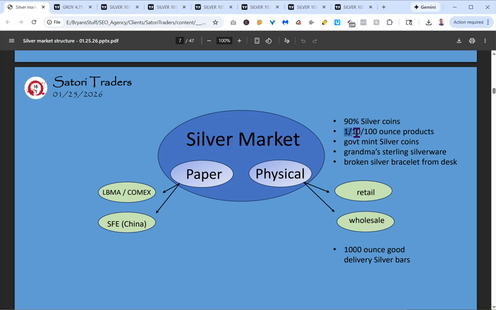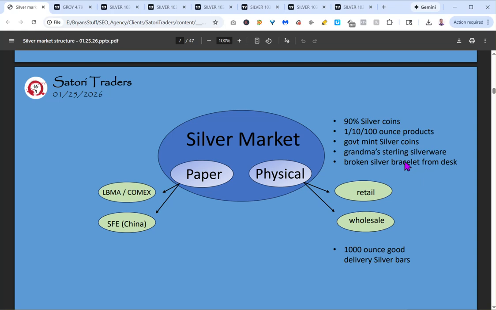The grandkid is not coming into the local coin shop with a 1,000 ounce bar of silver, which weighs 70 pounds, and turning that in. That's not what's happening. It's the kid who's living paycheck to paycheck, and he's got a box full of grandma's sterling silverware, and he's seeing what it's worth. Not much, really.